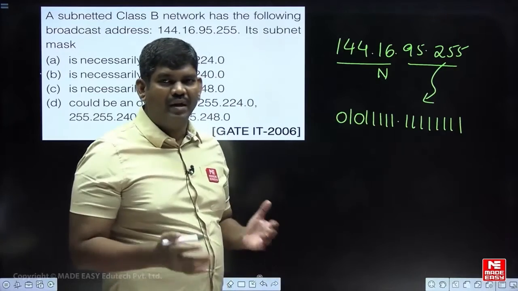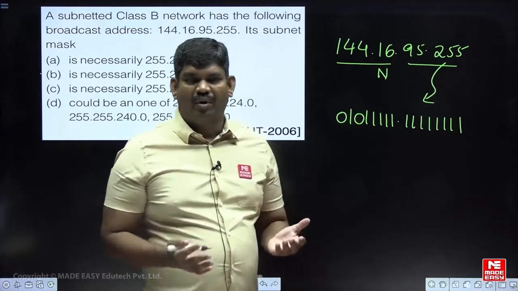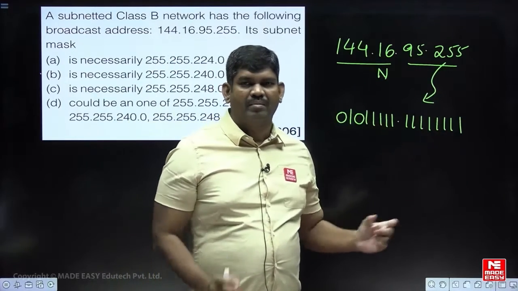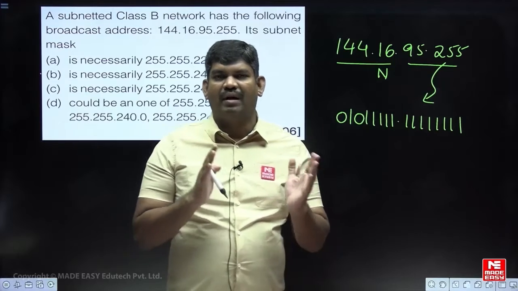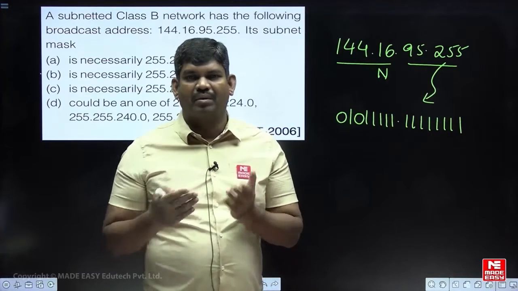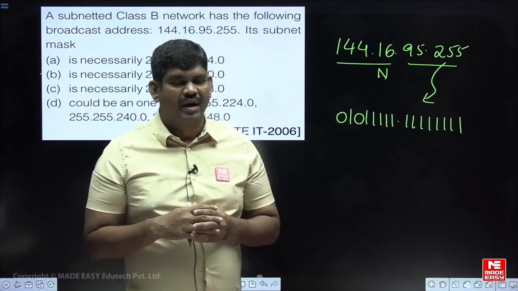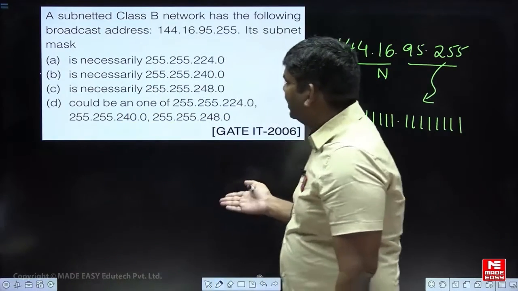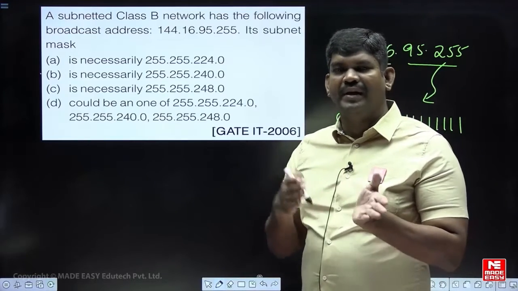And here you have 255, which I can write as 8 ones. So it is a clear observation that you have continuous ones. And for a broadcast address, obviously the host bits will be continuous ones. But how many are the host bits? You can know that only after separating the subnet and the host bits. Then you can find out the leftover host bits, and that is available in the mask.